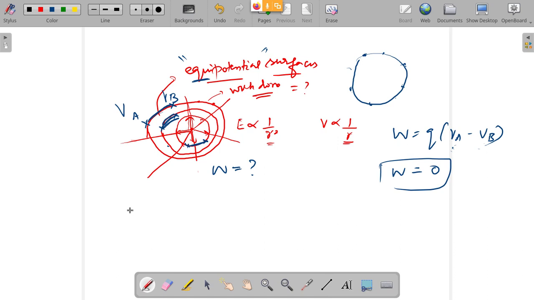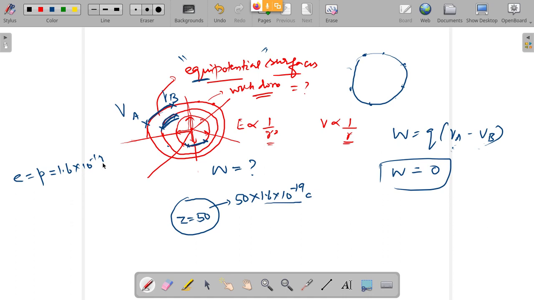There is a nucleus. For others, please say there is a nucleus and its atomic number is 50. That means there are 50 protons in that. So 50 into 1.6 into 10 power minus 19, because each proton carries a charge of 1.6 into 10 power minus 19 coulomb. That is the charge of the electron, and that is the charge of the proton also, right? So this is the charge. Total charge is therefore 50 times that, because there are 50 protons sitting in this nucleus.